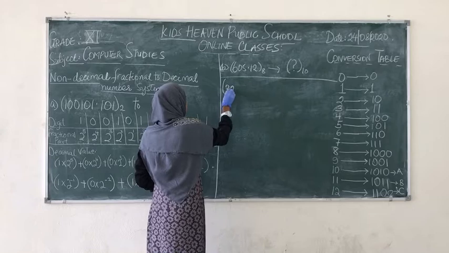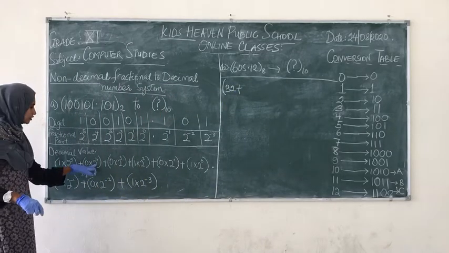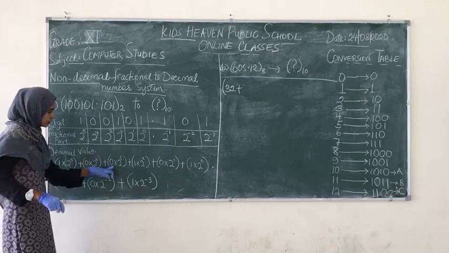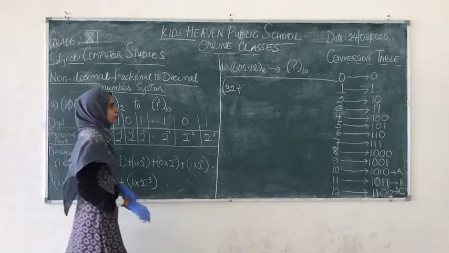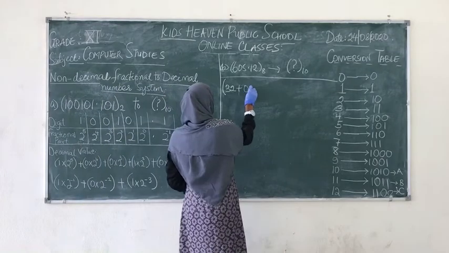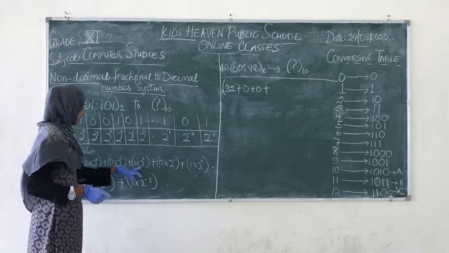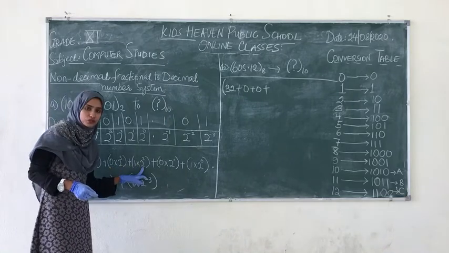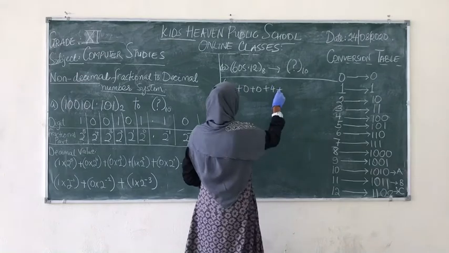Write it 32 plus the next one is a 0. Anything you multiply by 0 is 0. The next one is also a 0. Plus 0 plus 0. Okay? Let's write it down. Doesn't matter even if it's a 0. Then next we have 1. 2 to power 2, which is a 4. And 4 multiplied by 1 is a 4.